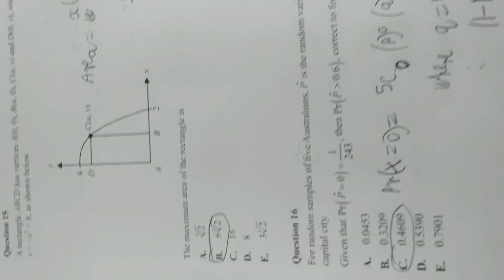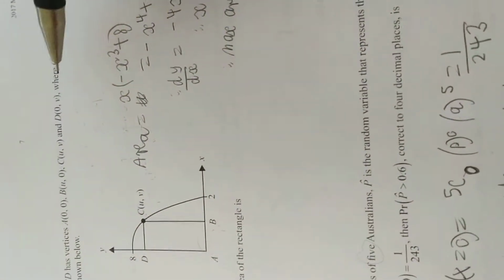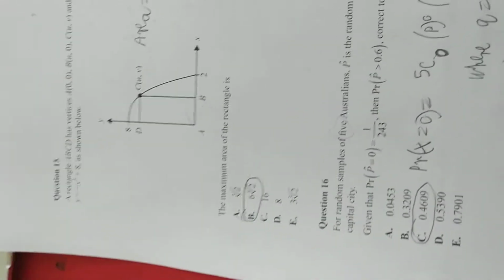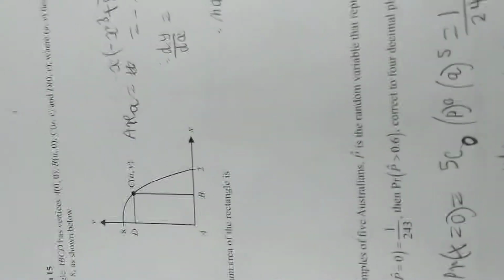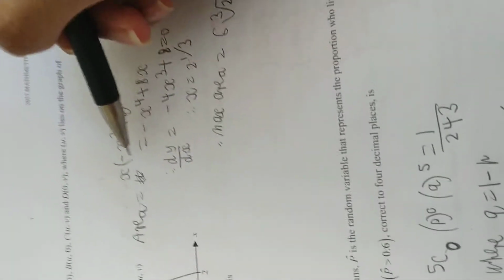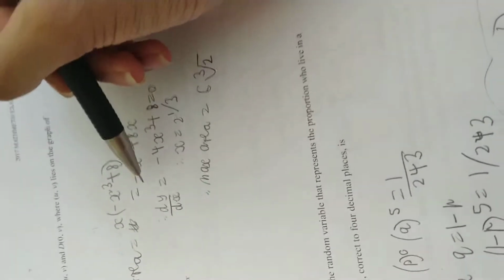Question 15. The rectangle ABCD has vertices A(0, 0), B(u, 0), C(u, v) and D(0, v), where (u, v) lies on the graph of y equals minus x cubed plus 8, shown below. The area is x times y, which is u times v. y in terms of x is minus x cubed plus 8, so the area is minus x to the power 4 plus 8x. Find the derivative, so it's negative 4x cubed plus 8. Let it equal 0, so x is 2 to the power 1 by 3. Sub it back into the original area and you get 6 times the cube root of 2.